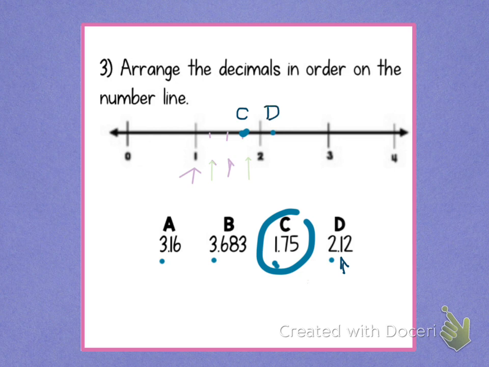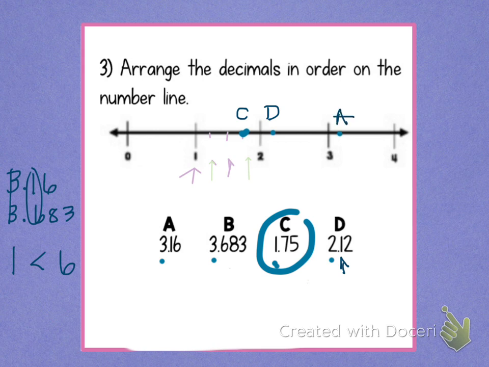Okay. So then I want you to press pause, and I want you to compare A and B, stacking the numbers, and then placing them on the number line. And press play when you have finished. Okay, so you should have gotten A is right after the 3, and halfway would be 3.5, so 3.6 would be a little bit past halfway.